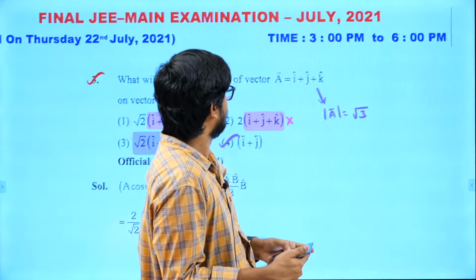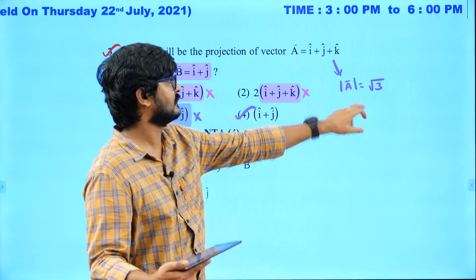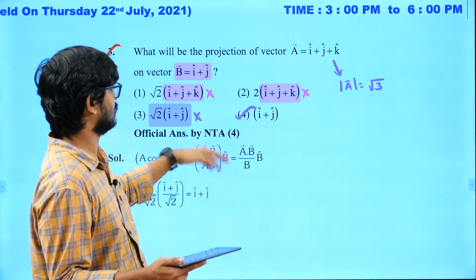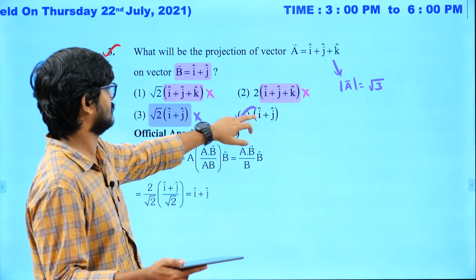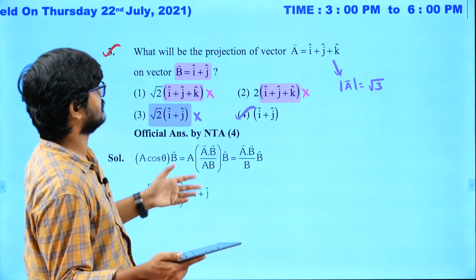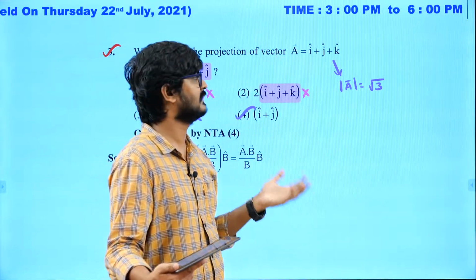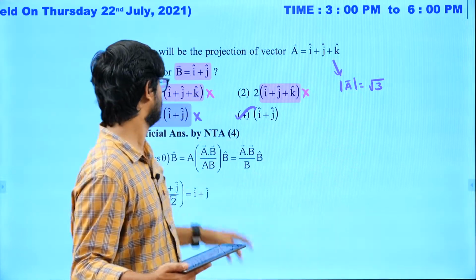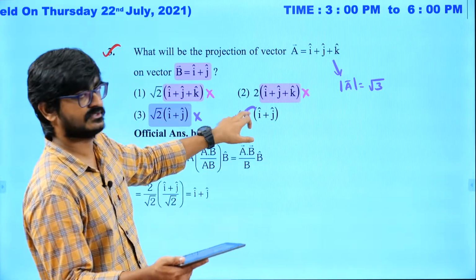Now the next one, this is having magnitude root 3, so its projection in the sense it must be in this direction. So only one of these two must be correct, because this direction is this one, and its projection magnitude obviously has to be less. Its magnitude is root 3, but this magnitude is more than root 3, this magnitude is less than root 3.